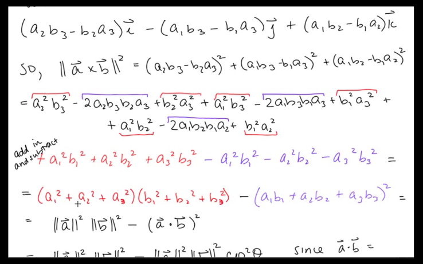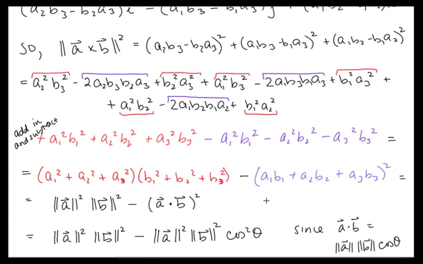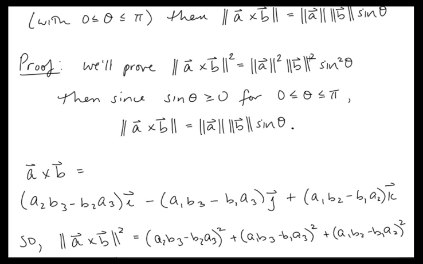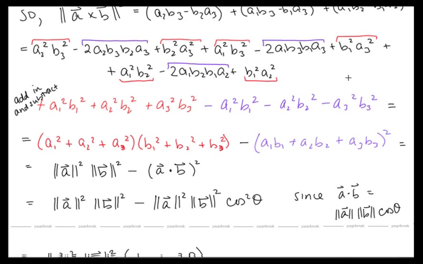And now we recognize that this is the length of a squared multiplied by the length of b squared minus (a dot b) squared. Okay, now we're getting somewhere. We need length of a squared, length of b squared, sine squared theta. That's what we're looking for. What do we have so far?